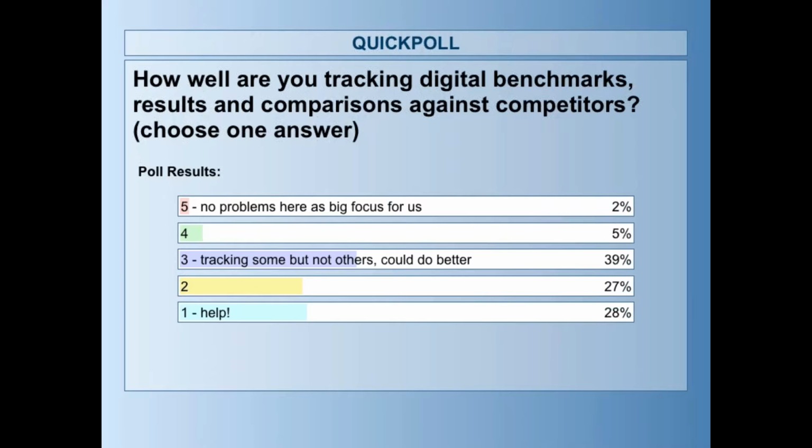Okay, so maybe the majority, 40%, are somewhere in the middle: doing well in some areas, but could do with improvement in others. Only 2% have nailed it. We're continuously improving ourselves; you can't rest on your laurels, as Mike was talking about earlier. And 28% said help. So in terms of follow-up, if you wanted to tweet us or drop us an email, we can provide some further info. But it's interesting to see that mix there. So thank you very much for that.